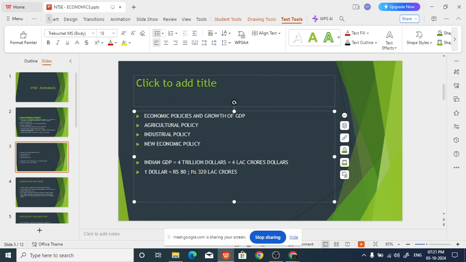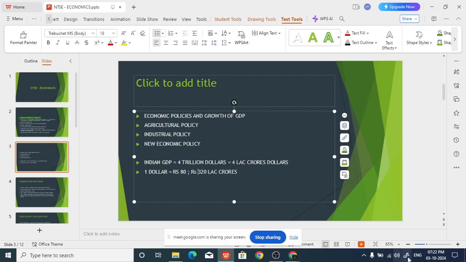Just check whether it's correct. We'll wait for some time. $4 trillion is equal to 4 lakh crore dollars, which is equal to 320 lakh crore rupees. Is it correct? Hello, are you with me?